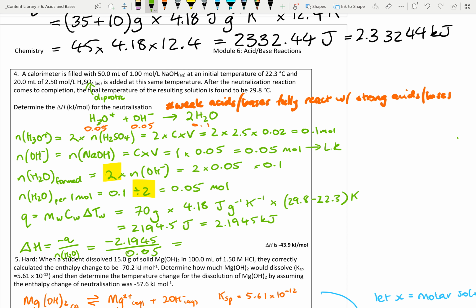0.05 equals, divide that by 1,000 first on my calculator. Open 0.05 equals negative 43.89. Yeah, because I've got to round it to 3 sig figs, because everything in the question is 3 sig figs. Yeah, boom. Okay, good.